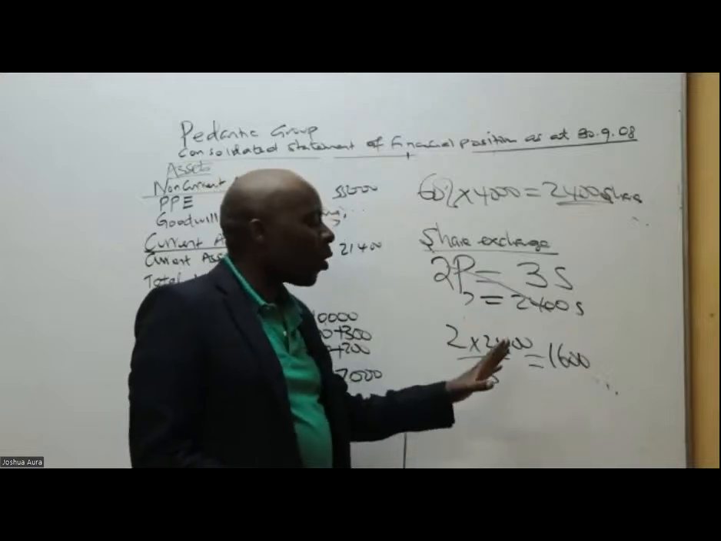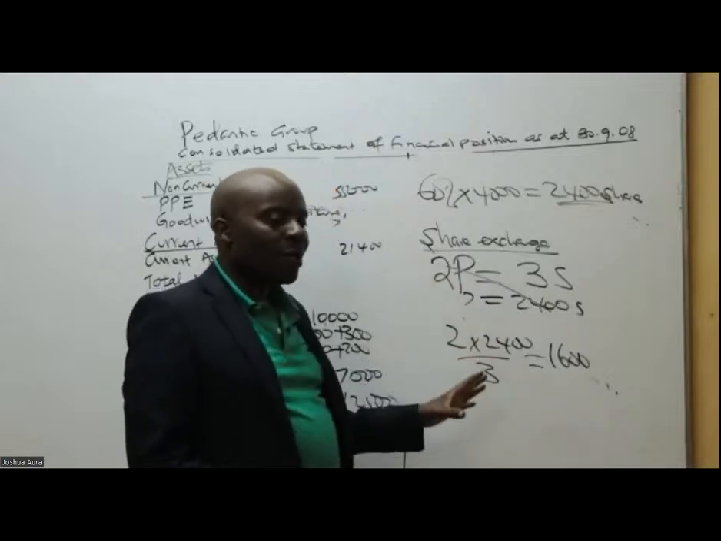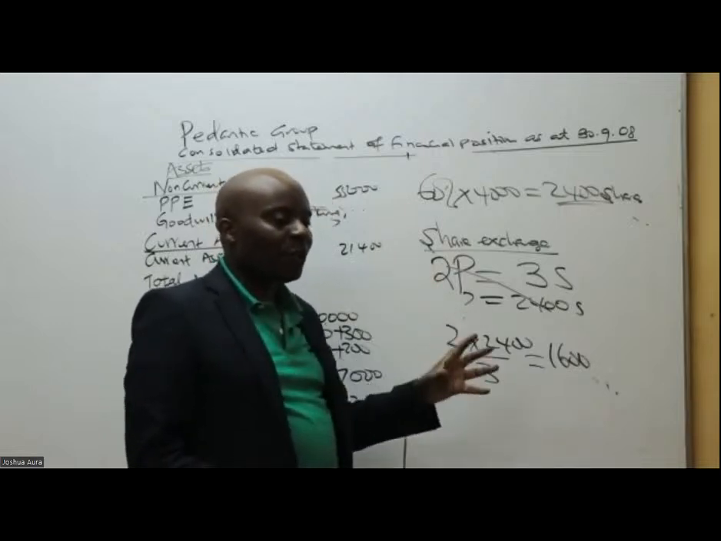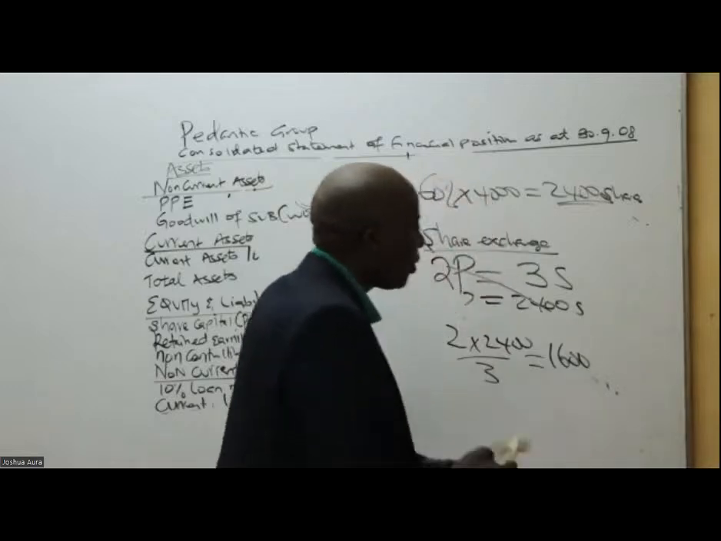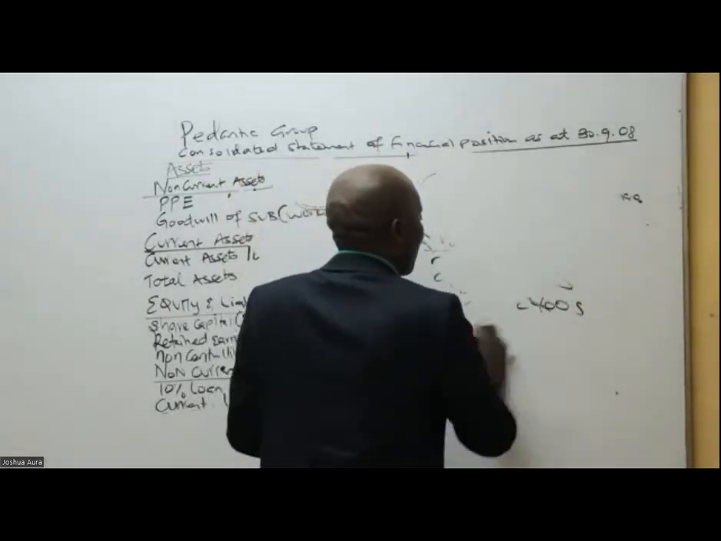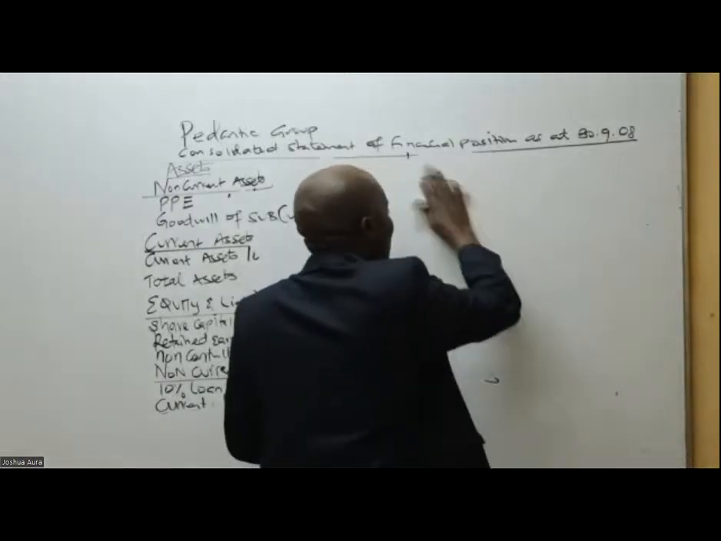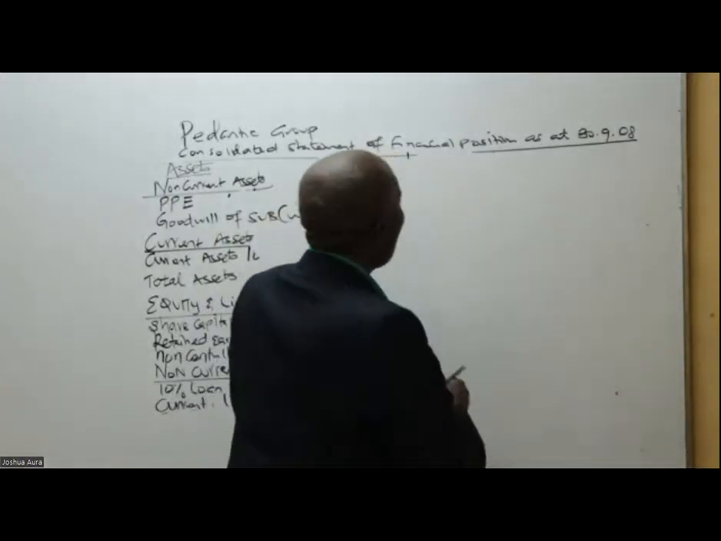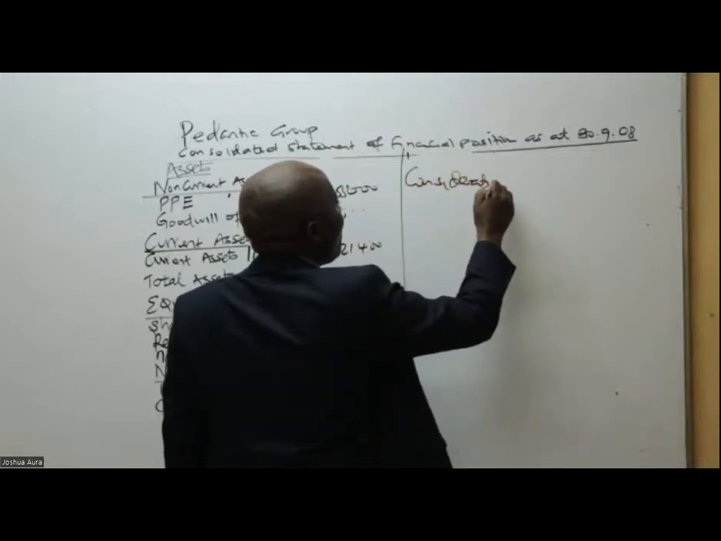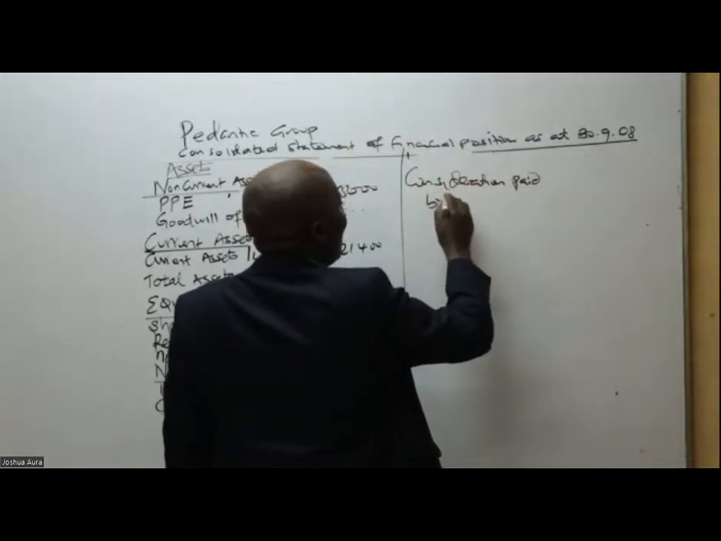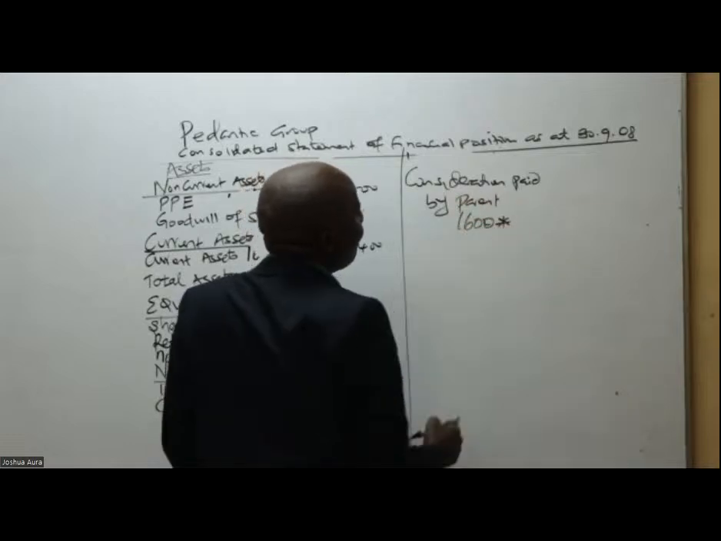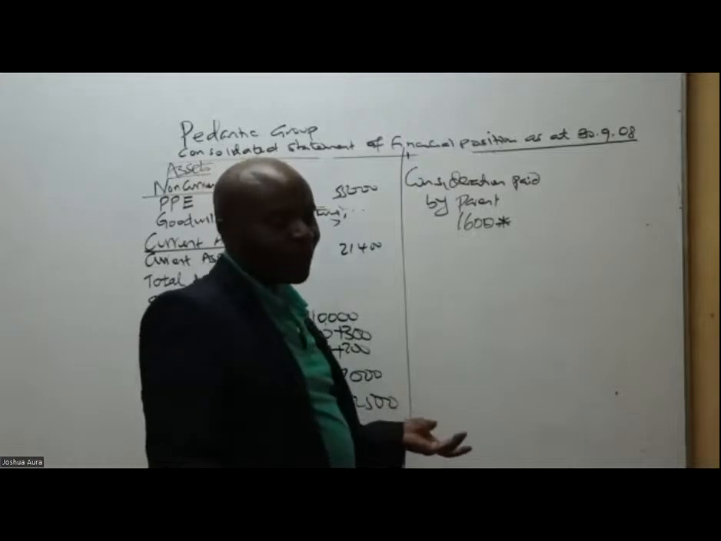So this is their consideration. The consideration of the parent was 1,600 shares for a 60% stake. Now listen. Now we are calculating goodwill. Here we are looking at the consideration that was paid by the parent company. You have said it is 1,600, and fortunately they will give you the market price of the shares.